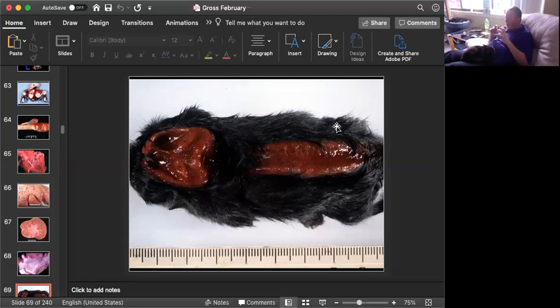Remember, everything around it takes its cues from the formation of the cranium and the spinal column. So if that doesn't form, there's no stimulus for the muscle or the skin to form over it. That's why we get these great lesions of spina bifida in a variety of animals.